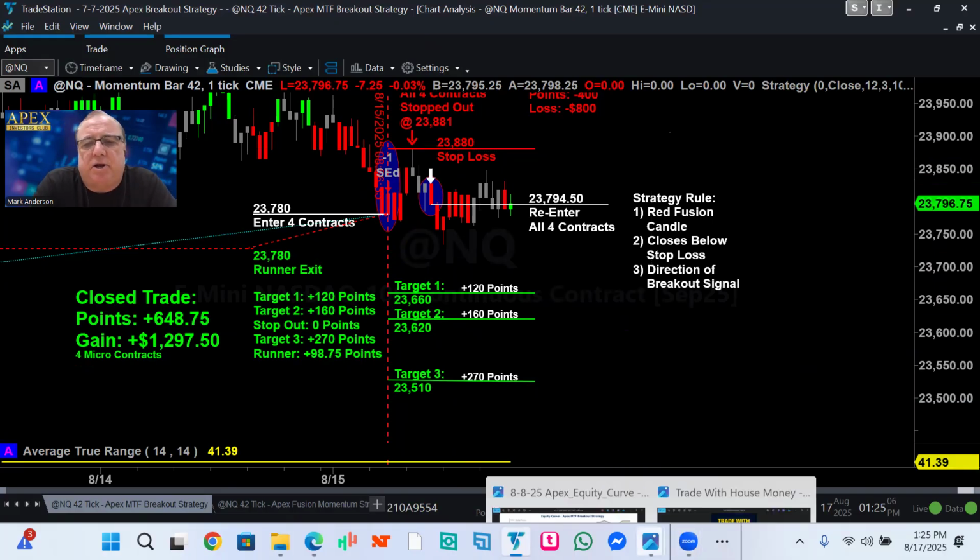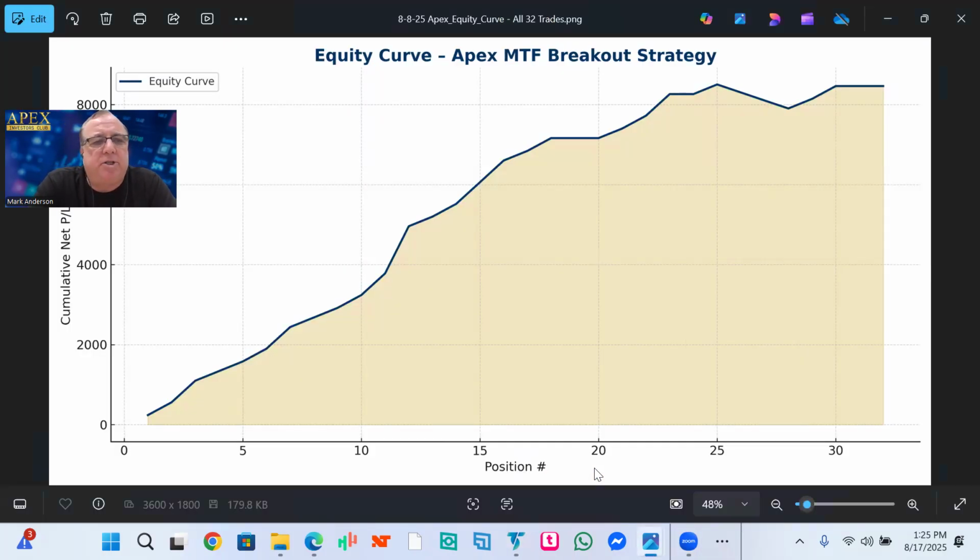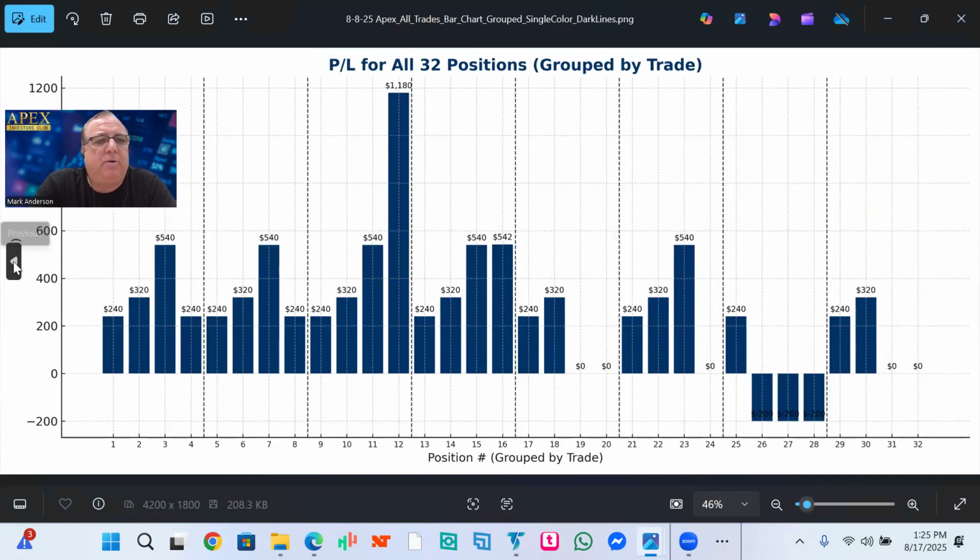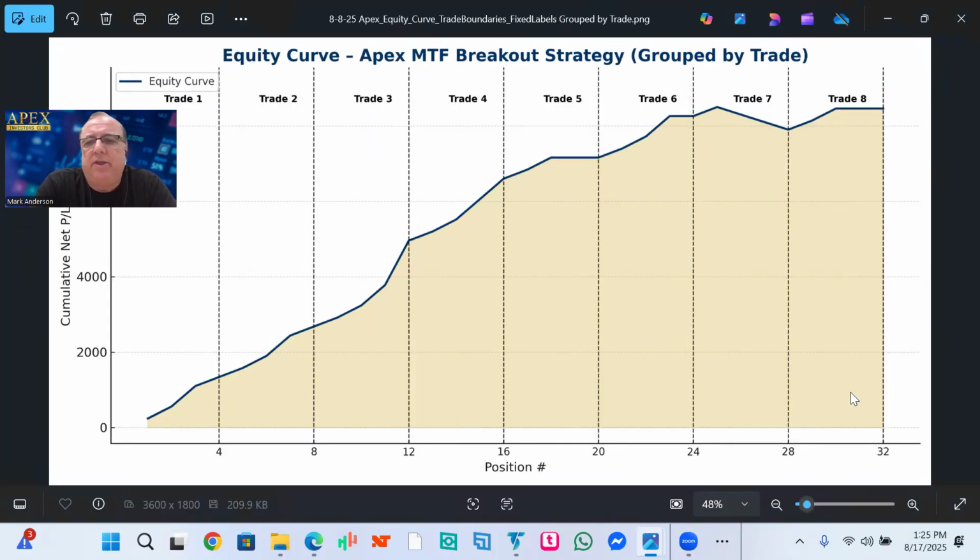Just as a quick summary to show you where we're at up until this point in time, this is the equity curve. And these are all 32 positions that we had closed. So we're doing pretty good there. And let me go back here, one more here. And these are the 8 trades that we had and the 32 positions, right? Every trade is 4. So we've had 8 trades, 8 times 4, of course, is 32.